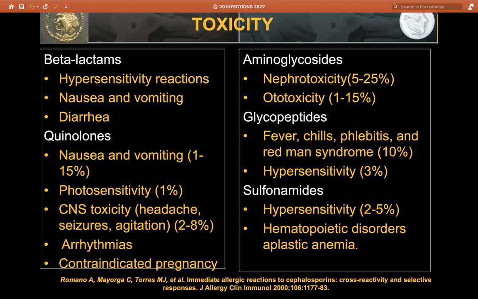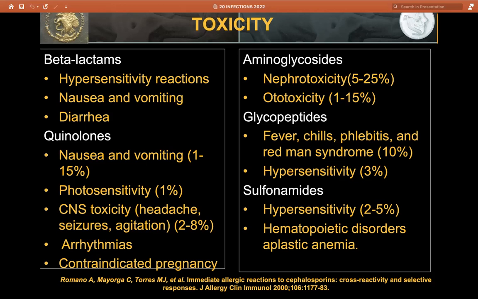So for any drugs you give to a patient, you need to make sure you know the secondary reactions. For example, in our patients, it's really common that the beta-lactams cause nausea and vomiting, and it could lead to diarrhea as well. So you need to tell your patient that if they have these problems, to let you know. Quinolones will have nausea, vomiting as well. They will make a patient photosensitive, damaged by light, and also have toxicity in the central nervous system, can cause arrhythmias, and are not allowed in pregnant women.